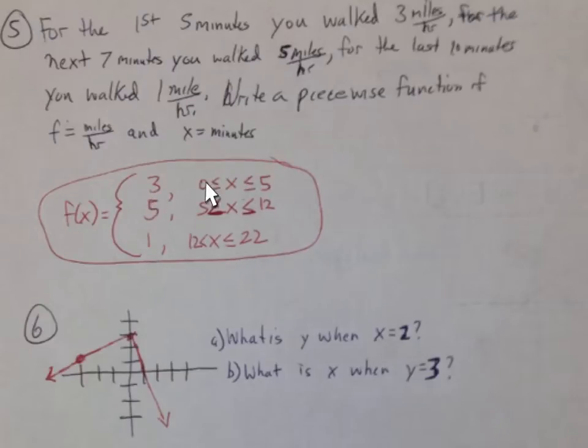So once again, for the first 5 minutes, for this interval, you're flat at 3 miles per hour. Then for the next 7 minutes, you're flat at 5 miles per hour. Then for the last 10 minutes, you have a 1 mile per hour walk. And this is kind of how you make a piecewise function from a sentence. A little bit tough.